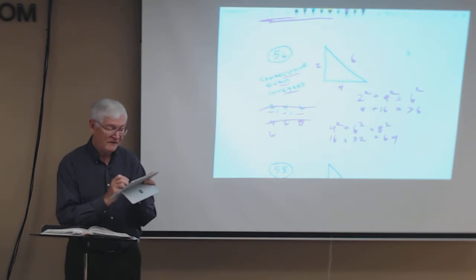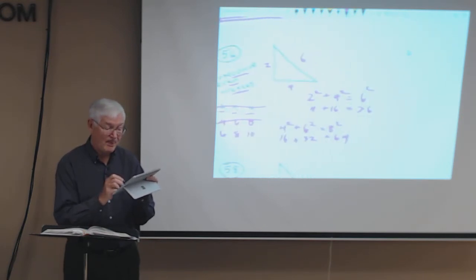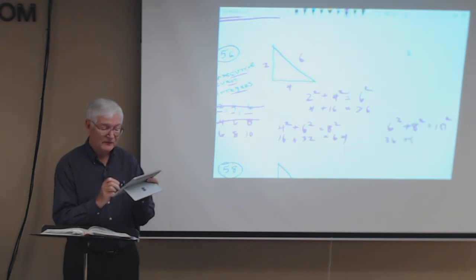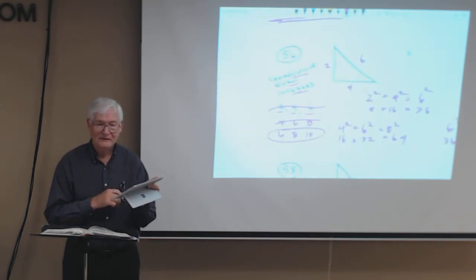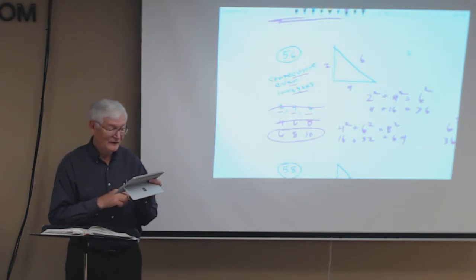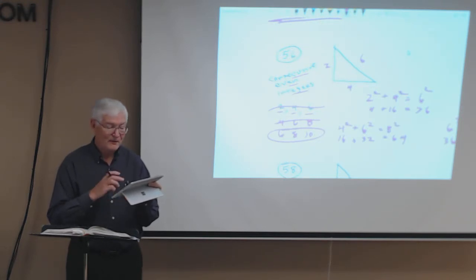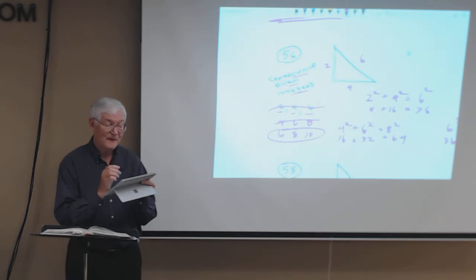6, 8, and 10. Because it says they're consecutive even. So what's 6 squared plus 8 squared equals 10 squared? 36 plus 64. Does that equal 100? Voila, I just found it. 6, 8, and 10. You didn't like trial and error? Okay, let's try something else.